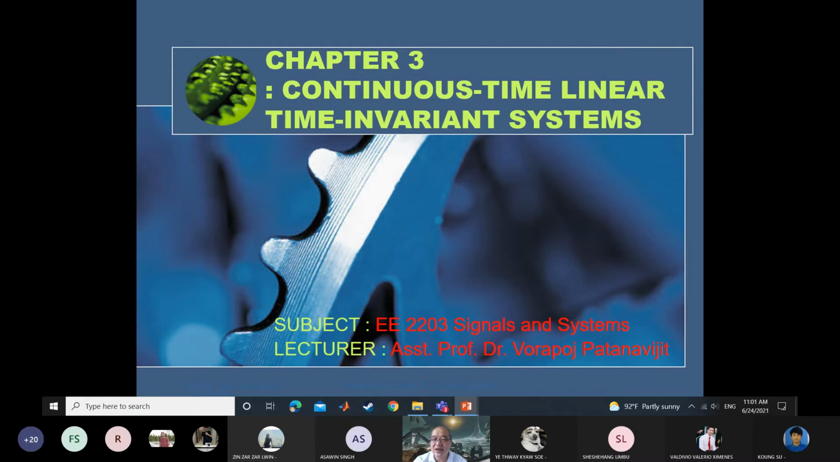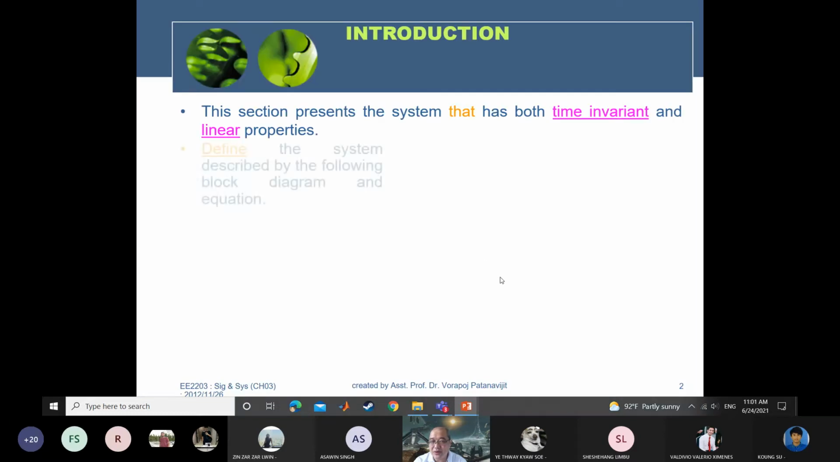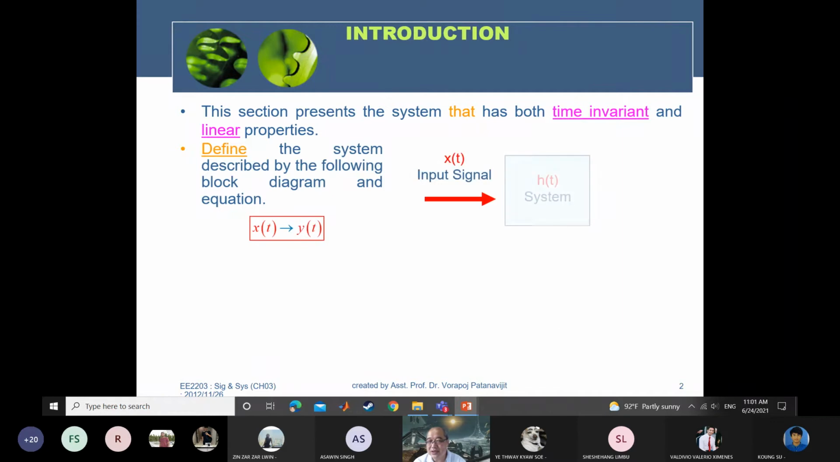If it has another property, time invariance, it will help me. It can facilitate the problem a lot so that you can solve it. This section presents the system that has both the time invariant and the linear property. Define the system described by the following block diagram equation here. If it has an input, you have an output. You know that the output can be found from the process of the input by the system.